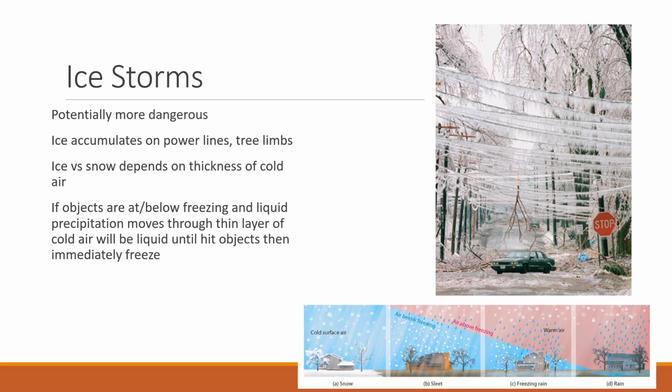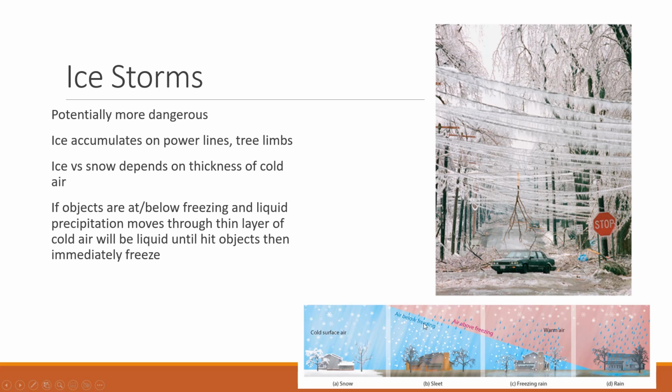If most everything is warm, it's going to be rain. So it may be snow up in the clouds, but if it moves through a very thick layer of warm air, it will be rain. It's where we have this layer of cold air at the surface and warm air above it that we get these two dangerous conditions called sleet and freezing rain.